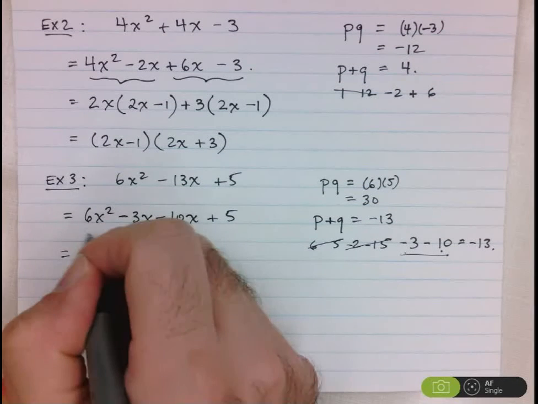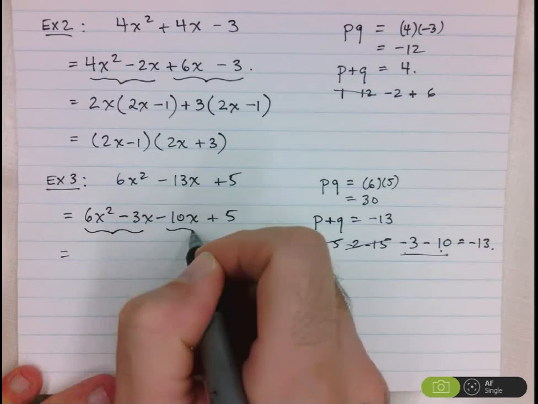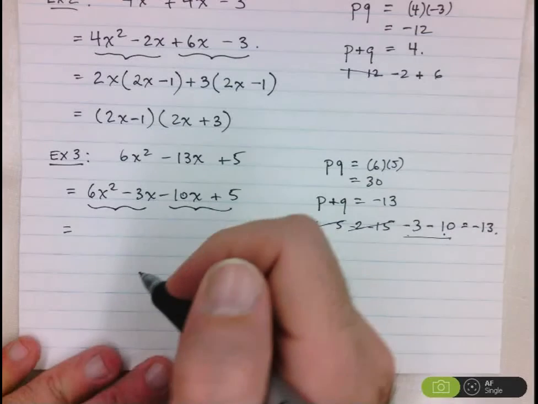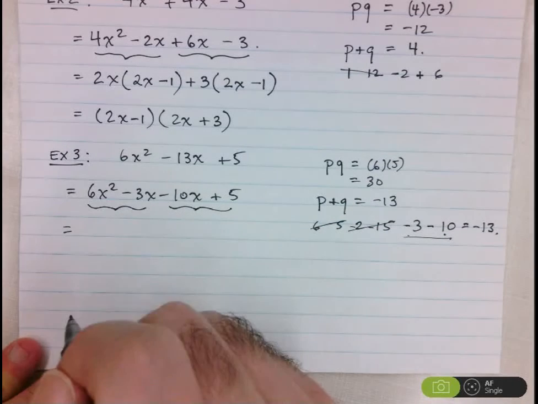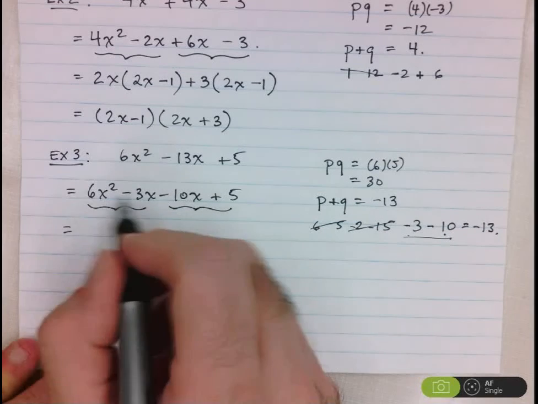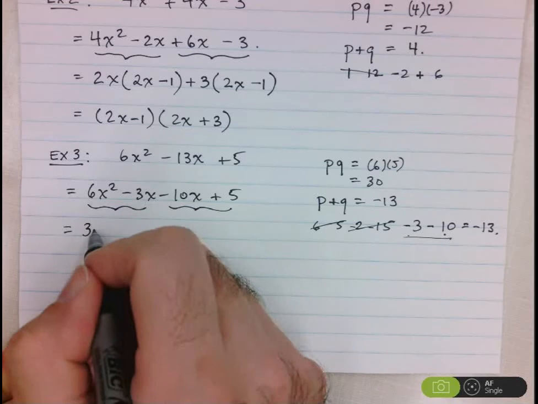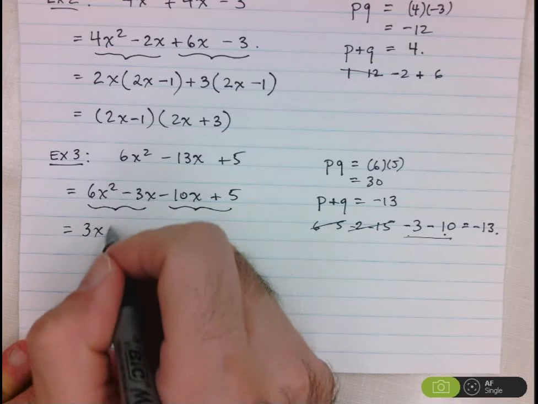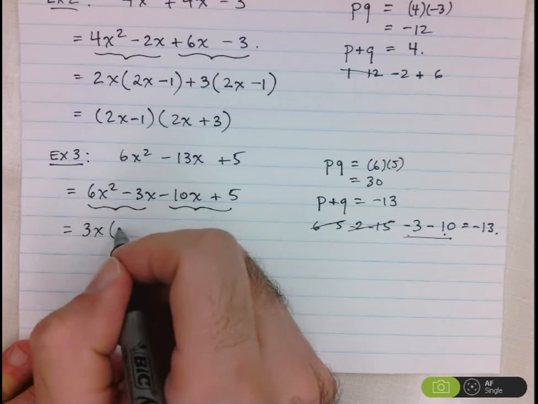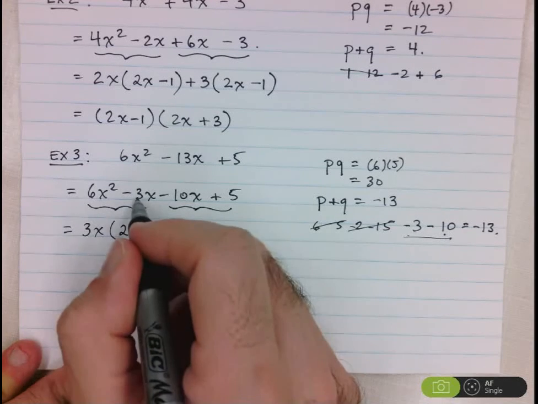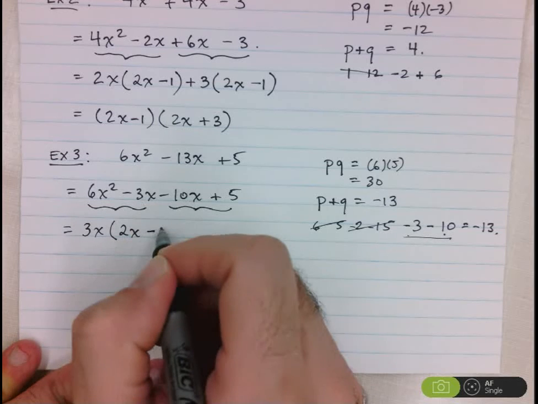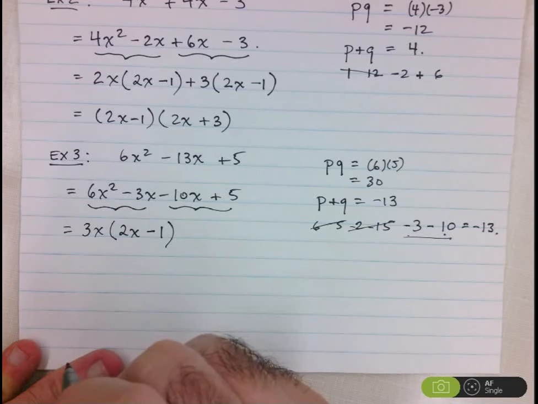So here, now, next step, and look how I use my brackets to help me out here to see that I'm factoring out the first two terms. So I look, 6 and 3, common factor of 3. They both have an x, so common factor of 3x. Remove the 3x here, I'm left with 2x. Remove the 3x here, and I'm just left with the minus 1. Okay?